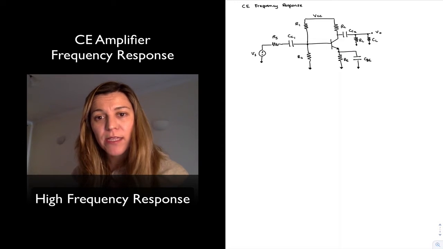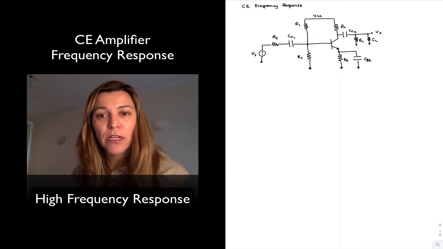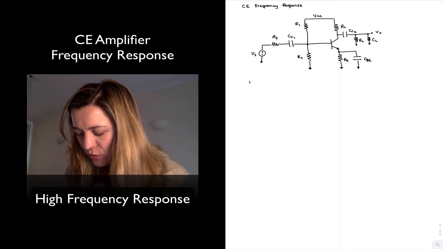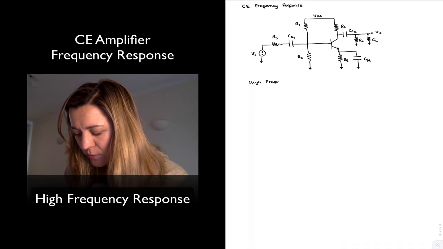But again, the important thing is that you get familiar with the process of determining what are the capacitances that you need to consider, how do you calculate them, how do you calculate the Thevenin resistance across those capacitances. So high frequency response for this common emitter amplifier is just the same one from the previous example.